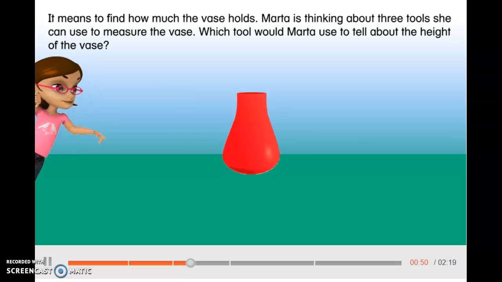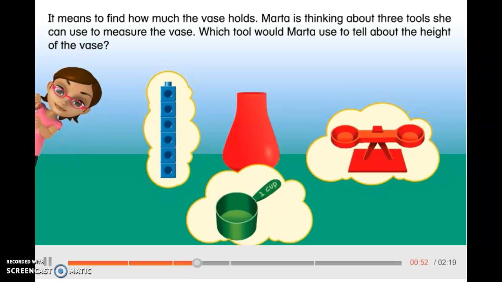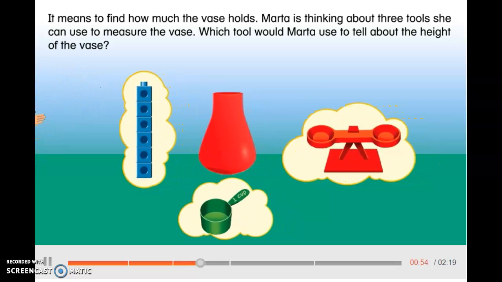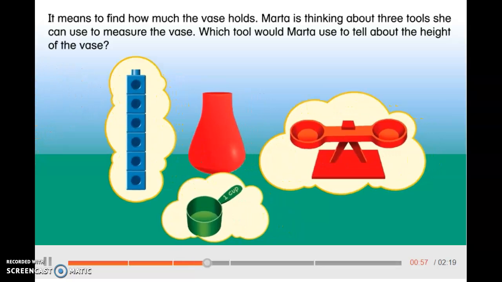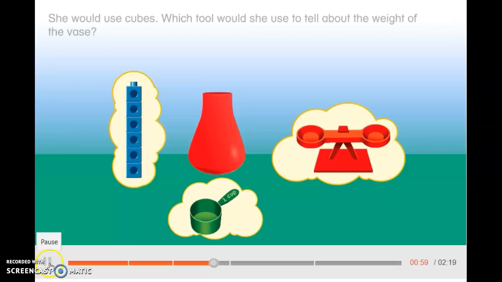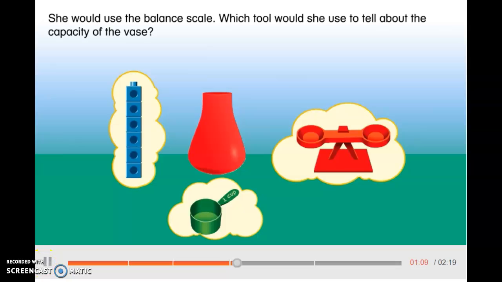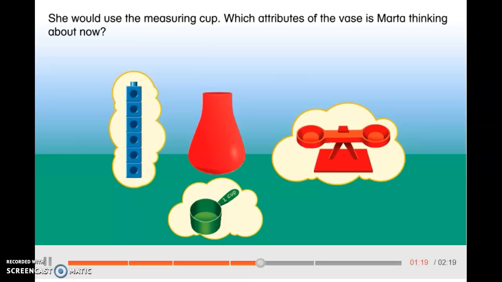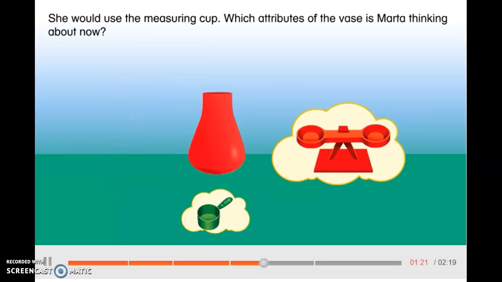Marta is thinking about 3 tools she can use to measure the vase. Which tool would Marta use to tell about the height of the vase? She would use cubes. Which tool would she use to tell about the weight of the vase? She would use the balance scale. Which tool would she use to tell about the capacity of the vase? She would use the measuring cup.